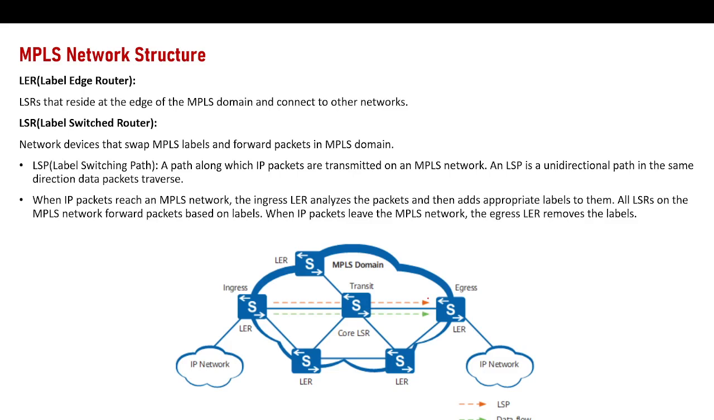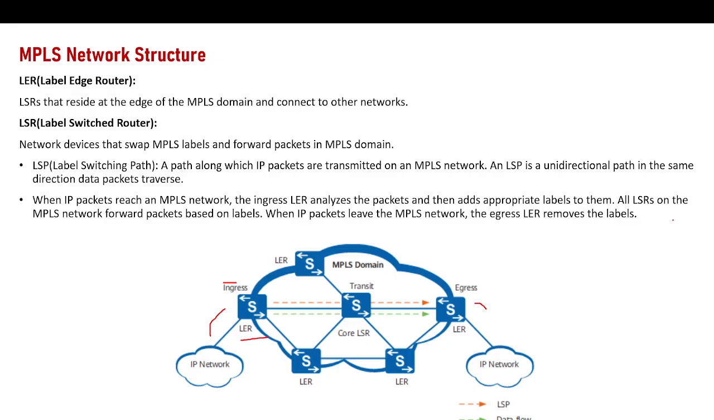MPLS network structure. You have different nodes, and these nodes are given different names. You have the LER, which we are calling the label edge router. This is the device that resides at the edge of the MPLS domain. So you have an LER that is egress and one that is ingress. This one connects to a given network, and this one connects on the egress. So the LER, the label edge router, sits at the edge of the MPLS domain.